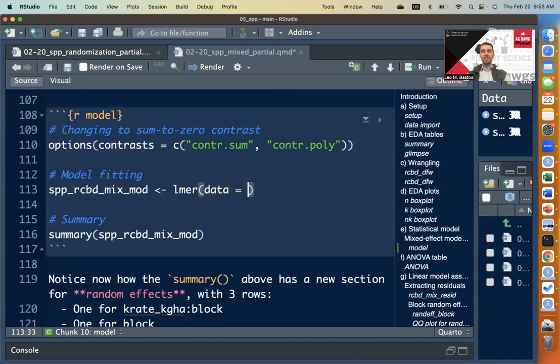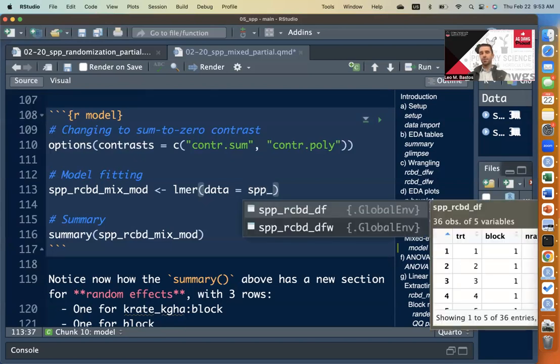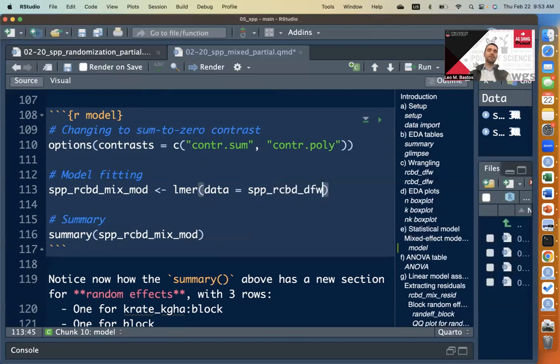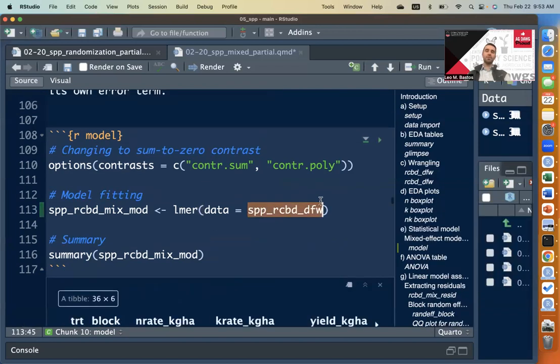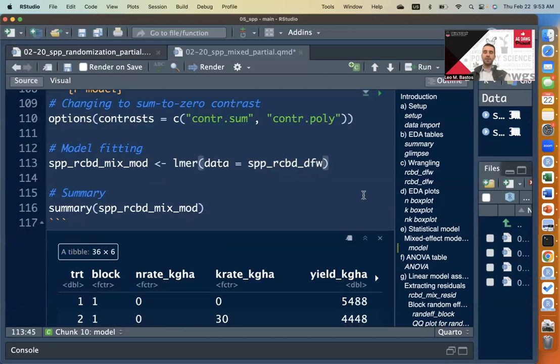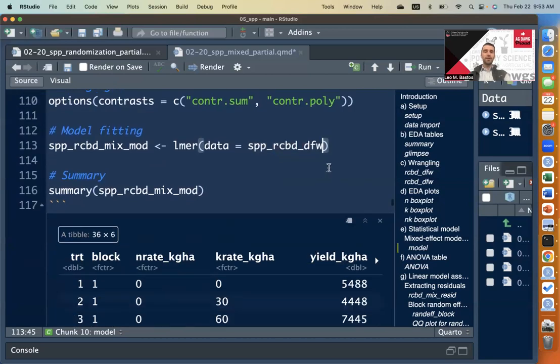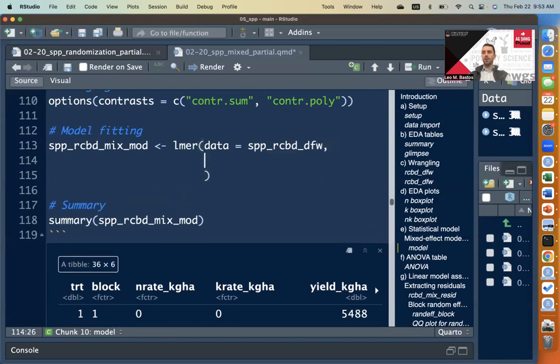So the first thing I wanna say is data, because then we can have the data set and print it below. So the data name is SPP_RCBD_DFW, and it has the W because it has been wrangled. So that's the version we wanna use. If we just print that below, so we can look at the name of the columns, and we come back here to lmer, I'll give it a comma, I'm gonna break code, and then it has this argument called formula.